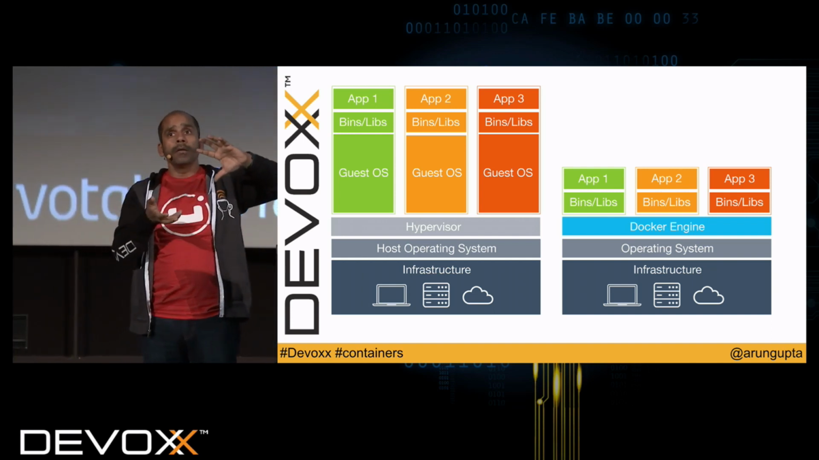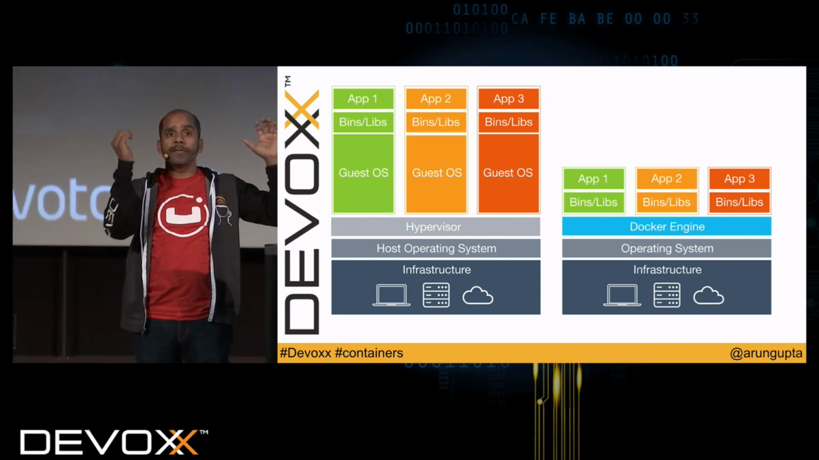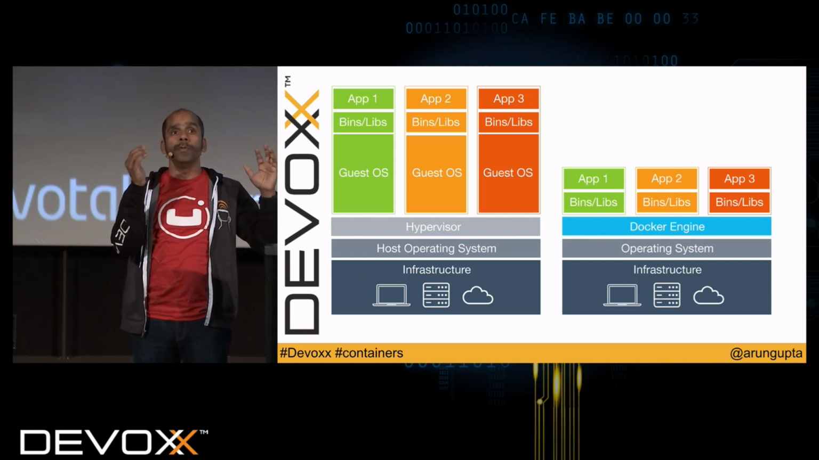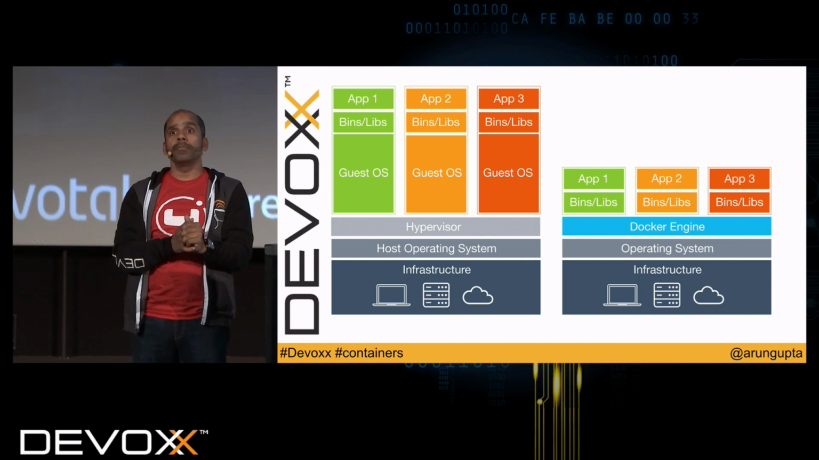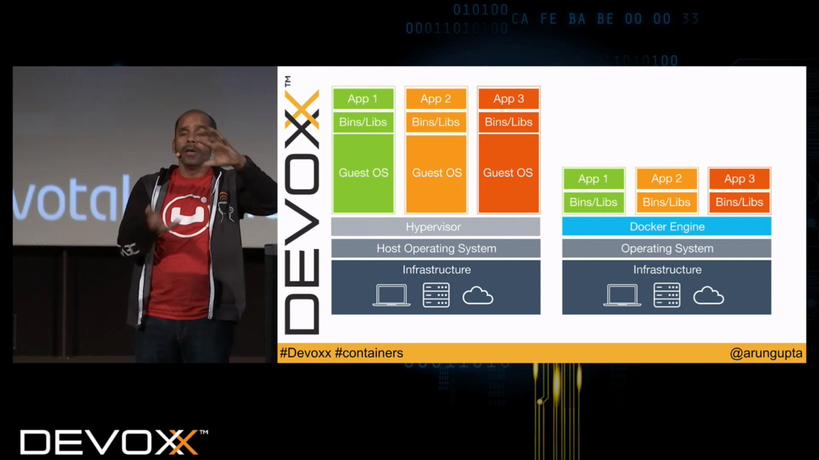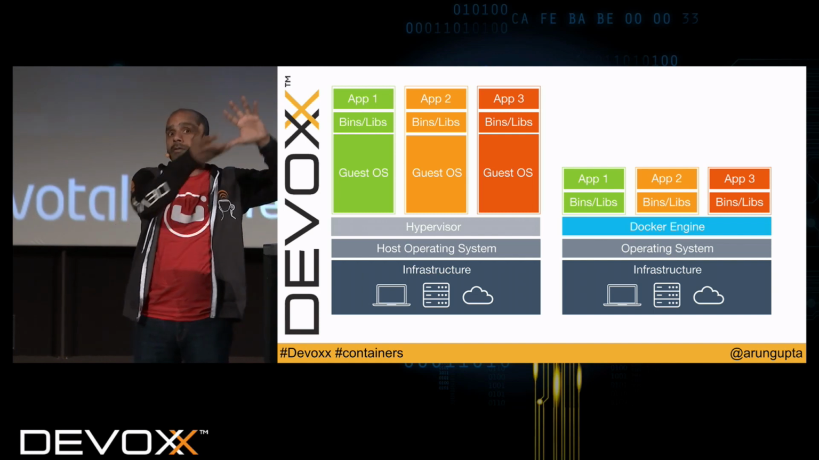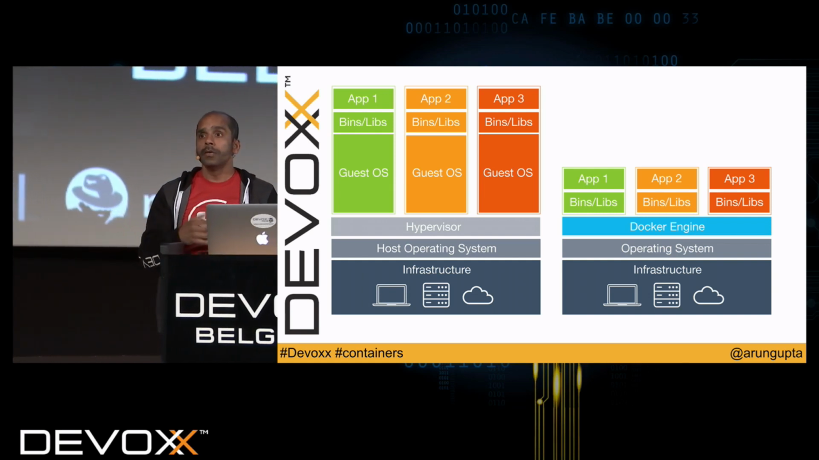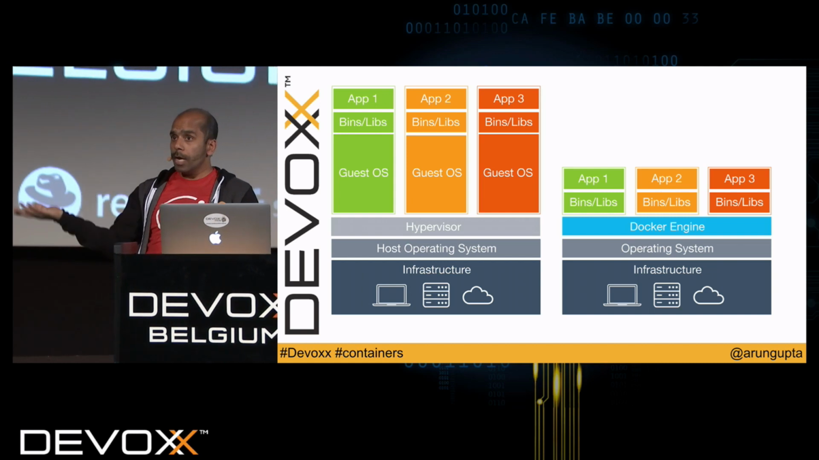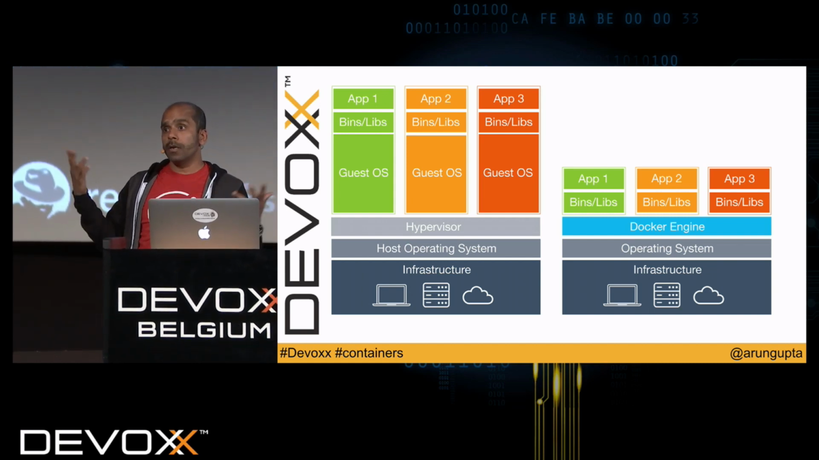Now, the fact is, it's a full-blown operating system. It's a full-blown CentOS, Ubuntu, Windows, whatever it is. And then it is sitting on top of a host operating system. They do communicate with each other, but that guest operating system has all the capabilities and functionalities in it to make things happen. On the right side is what a container infrastructure typically looks like.